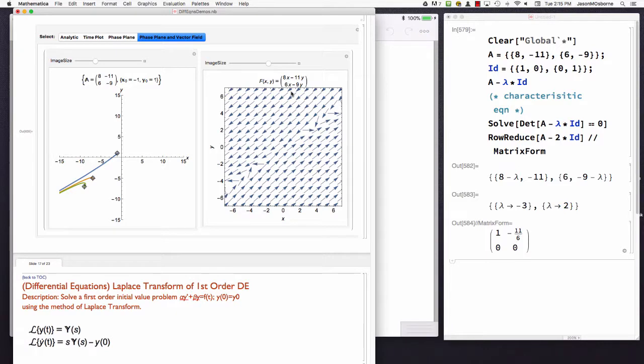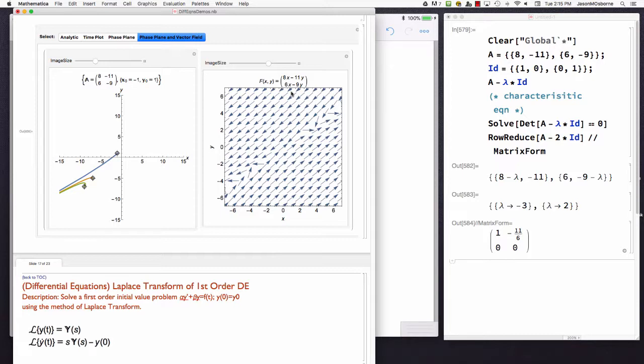Okay, so if you're going to get a good phase plane plot, x versus y, you need a good sketch of your straight line solutions. There's your vector 1, 1. The first eigenvector was 1, 1. And the second eigenvector was, what was it, 11, 6.